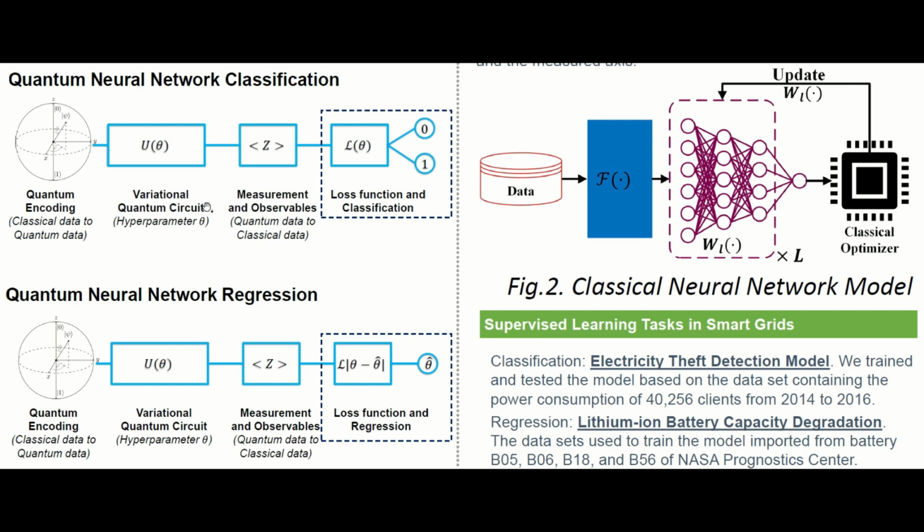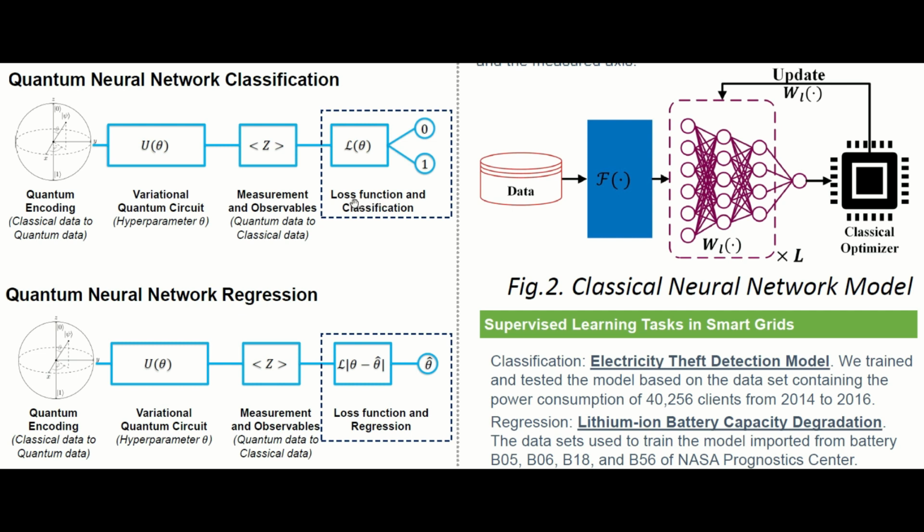Right. Measurement. After we update the hyperparameter theta, we have to measure it, because theta is in the form of quantum probability, and after we have the measurements, we have to convert back to the classical data, so that we can use the classical mathematics.